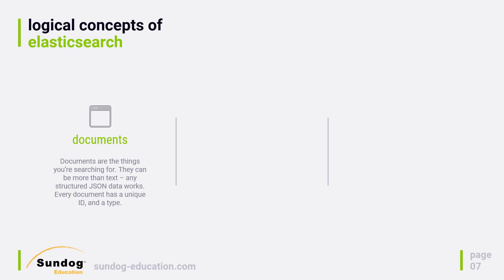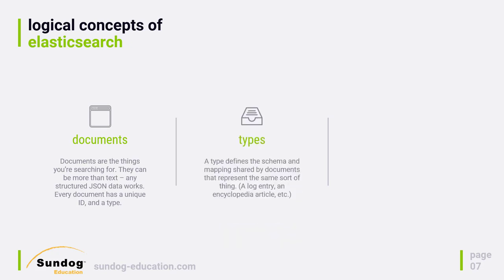And it also has a given data type that describes what sort of thing this document is. So for example, you might have documents that represent encyclopedia articles or documents that represent log entries from your web server. And that's where the concept of types comes in. So you can have many documents that belong to a given type. And a type is basically a schema or a mapping shared by a bunch of documents. So for example, you might have a type that defines what an Apache access log entry looks like. And that might define a mapping that says an Apache access log contains things like a request URL and a status code and a request time and a referring URL and things like that.